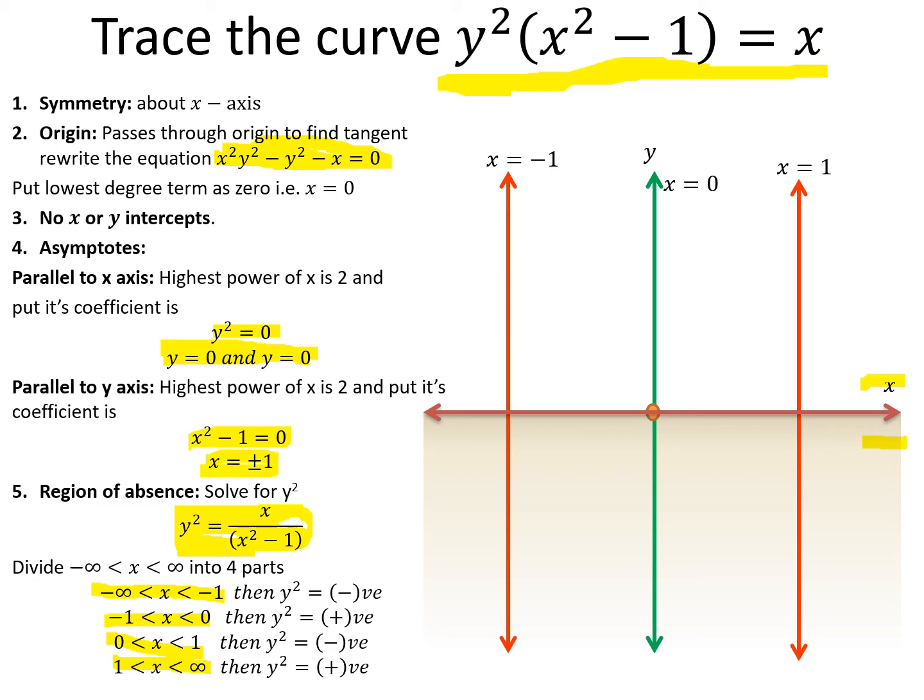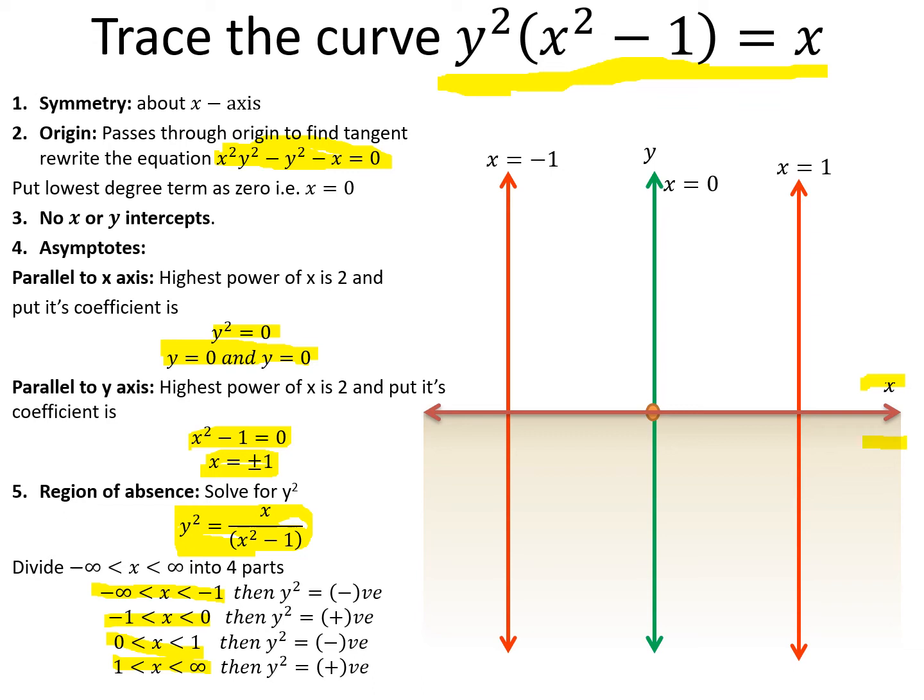By the same method, if x lies between minus infinity and minus 1, that means x is negative but strictly less than minus 1. X strictly less than minus 1 means x is numerically greater than 1. Just keep this in mind and identify whether y square is positive or negative. Here x is negative, so the numerator is negative, and x is numerically greater than 1, so x square minus 1 is positive. So y square is altogether negative, so the curve does not exist.